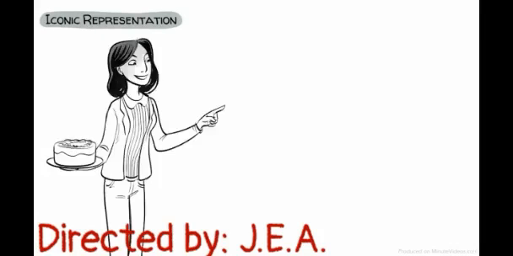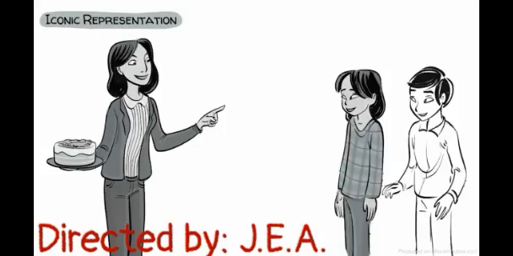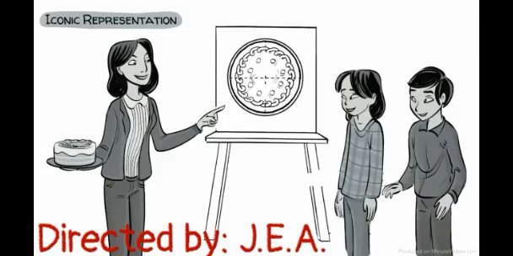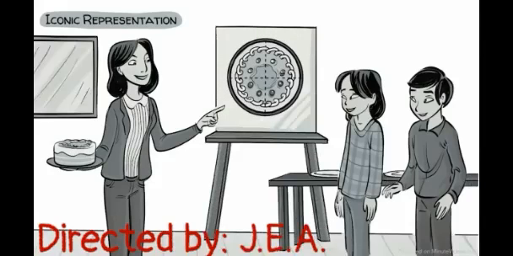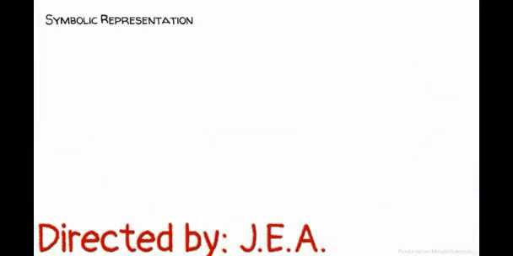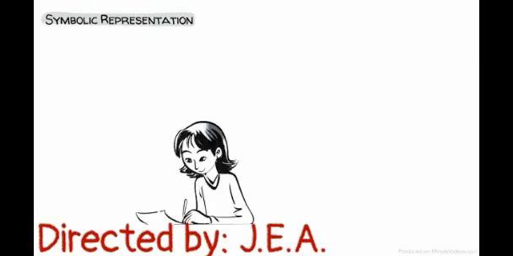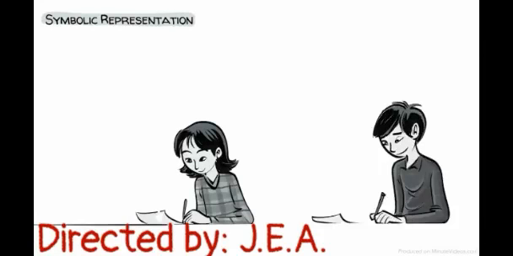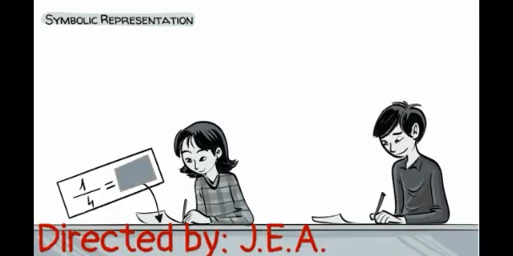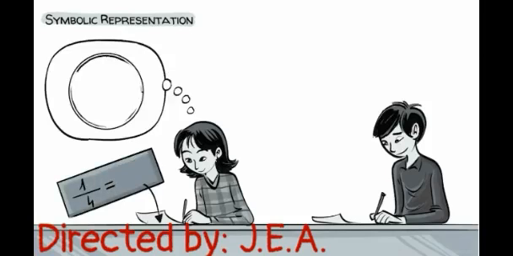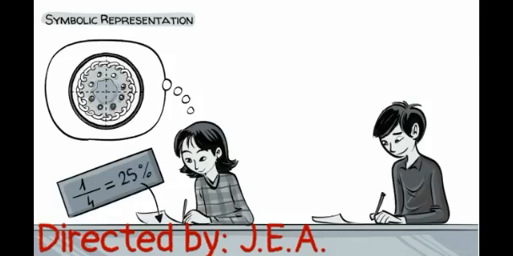Step 2 is iconic representation. We now link our memories of the experience to iconic pictures. Students are asked to draw a cake that was cut into 4 pieces. Last comes symbolic representation. We now use the images we internalized earlier and turn them into abstract language, such as mathematical symbols. Using a little bit of retrospection, we can easily solve the problem.